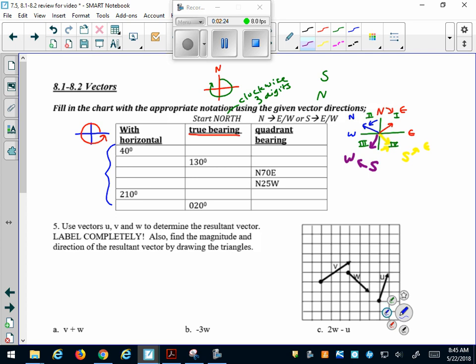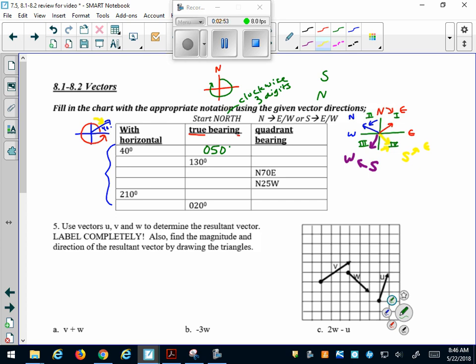So 40 degrees with the horizontal, it's going to go up 40 degrees this way. Well, from due north, the true bearing, starting north, we would have to come down from north 50 degrees, because altogether there's 90 degrees in that quadrant. Oops, 50 degrees, what I meant to write. And remember, this is always 3 digits, so put a 0 in the front.